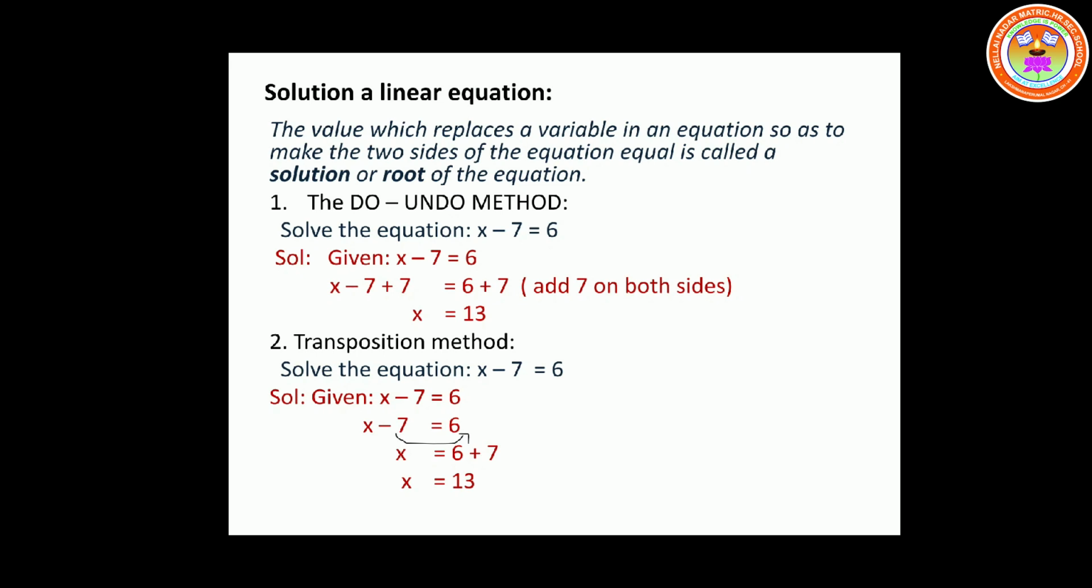Here I cannot add only on one side of the equation. If I have to add or subtract a number, I have to do it on both the sides of the equation. So I'm going to add plus 7 on both sides. So x minus 7 plus 7 is equal to 6 plus 7. On the left hand side, minus 7 plus 7 will get cancelled, and on the right hand side it is 6 plus 7, which is 13. So now I have the value of x, that is equal to 13.